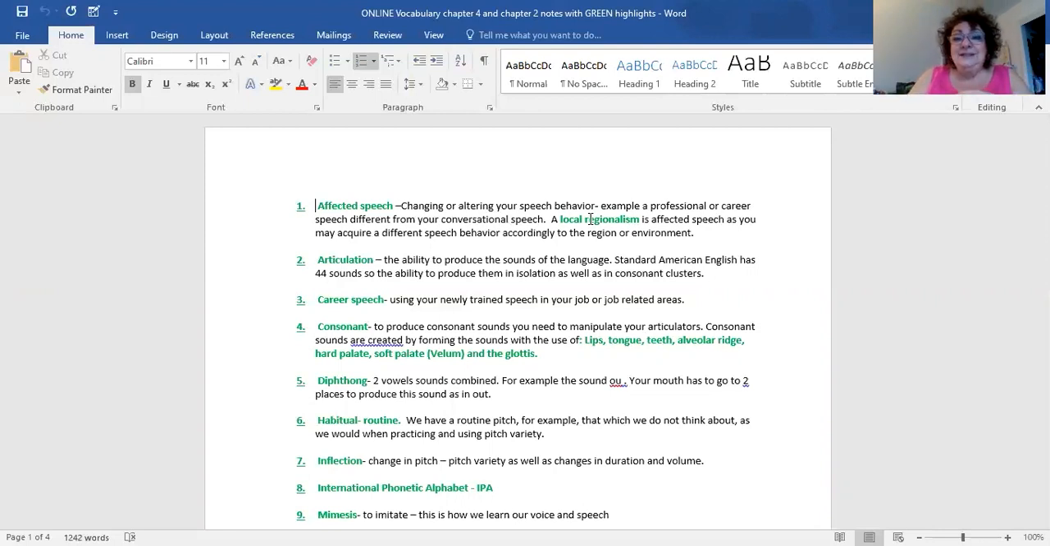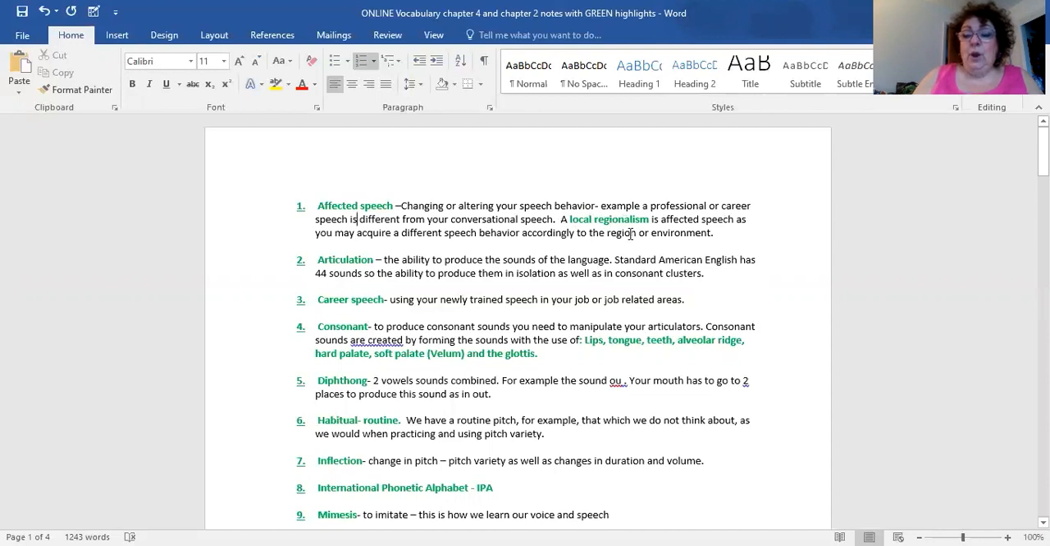Yeah. So it's your career. How are you going to affect your speech for your career? For teaching purposes, for broadcasting purposes, for acting purposes, for listeners in general, for counseling purposes, and the list continues. So changing or altering your speech behavior. Example, a professional or career speech is different from your conversational speech.